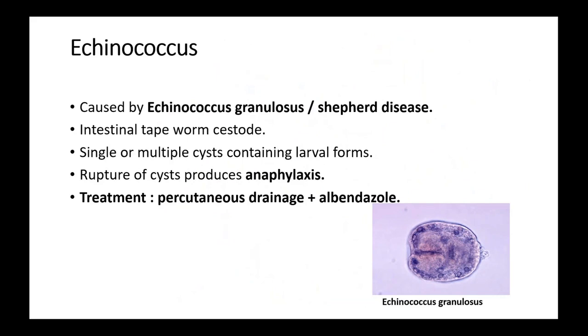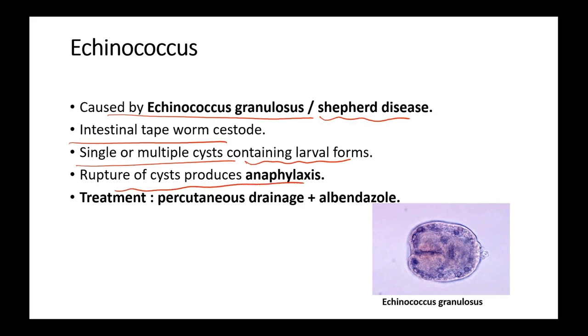Echinococcus granulosus is caused by Echinococcus granulosus. Sheffer disease is also called intestinal tapeworm disease. You will see multiple or single cysts containing larval form, and the rupture of the cyst will produce anaphylaxis. Treatment is percutaneous drainage plus albendazole.